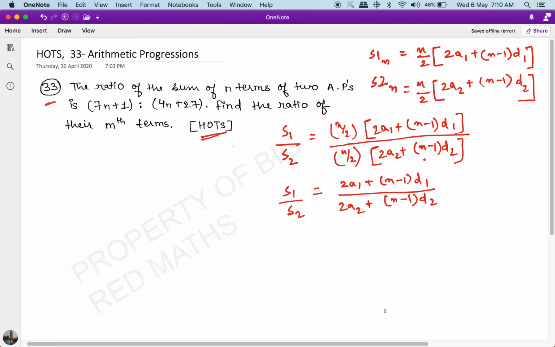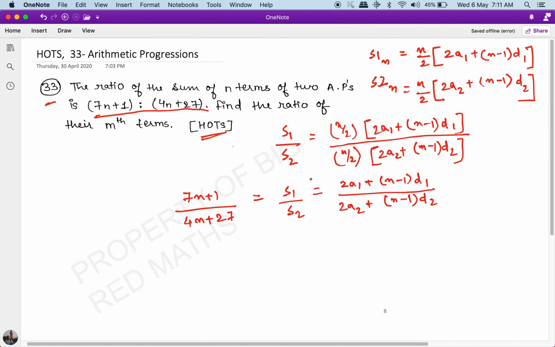But in the question it says that the ratio of the sum of n terms of the two APs is equal to 7n plus 1 divided by 4n plus 27. This is given in the question, and we have to find the ratio of their mth terms. So now comes the trick.